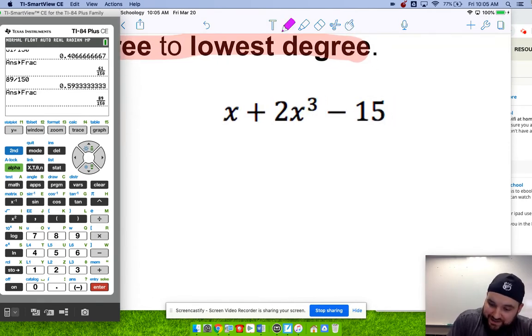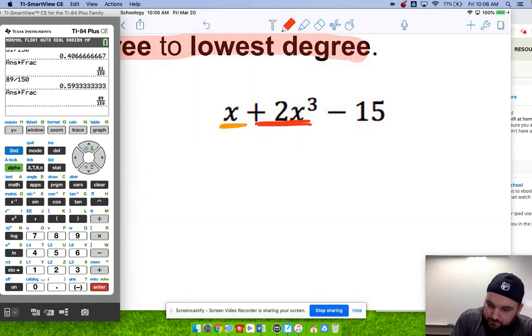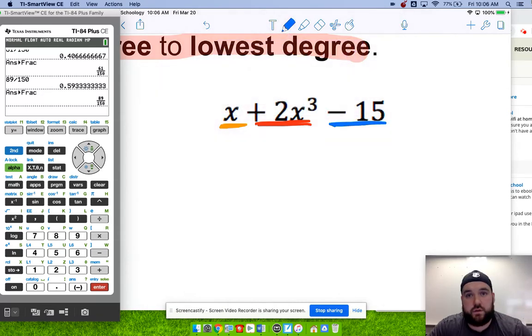Here, again, I see I have 3 terms. They are all different degrees, so I cannot combine them. But which of these 3 terms should go first?